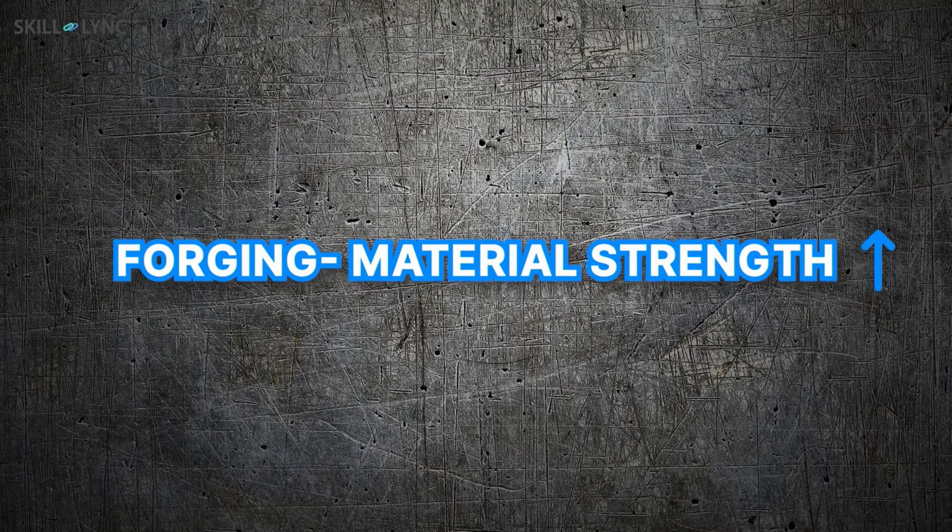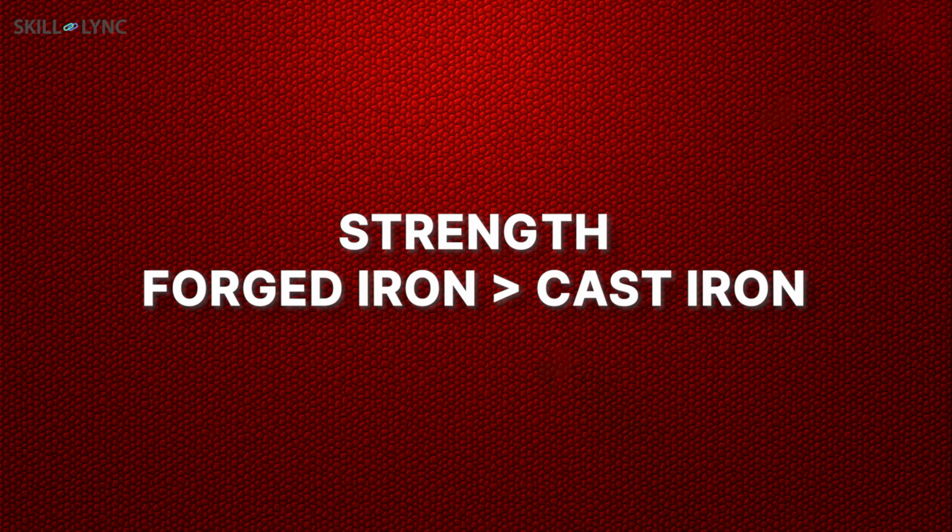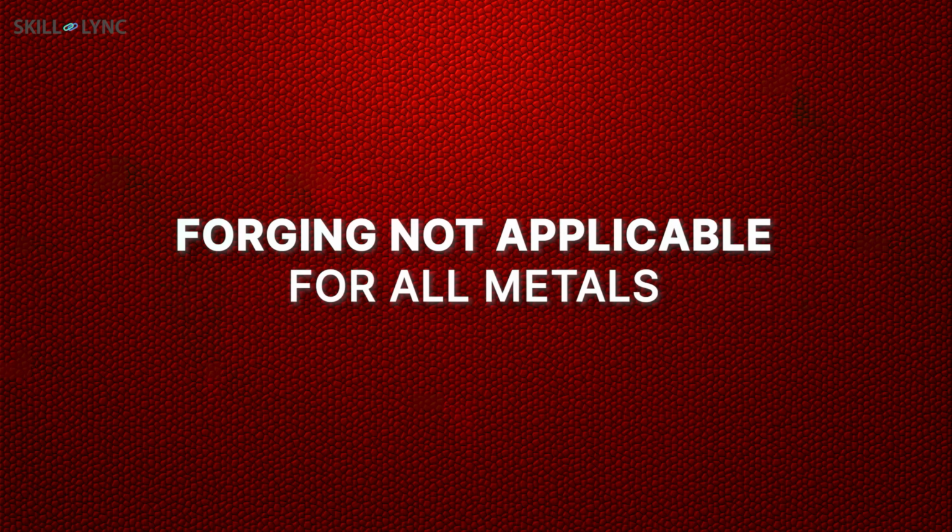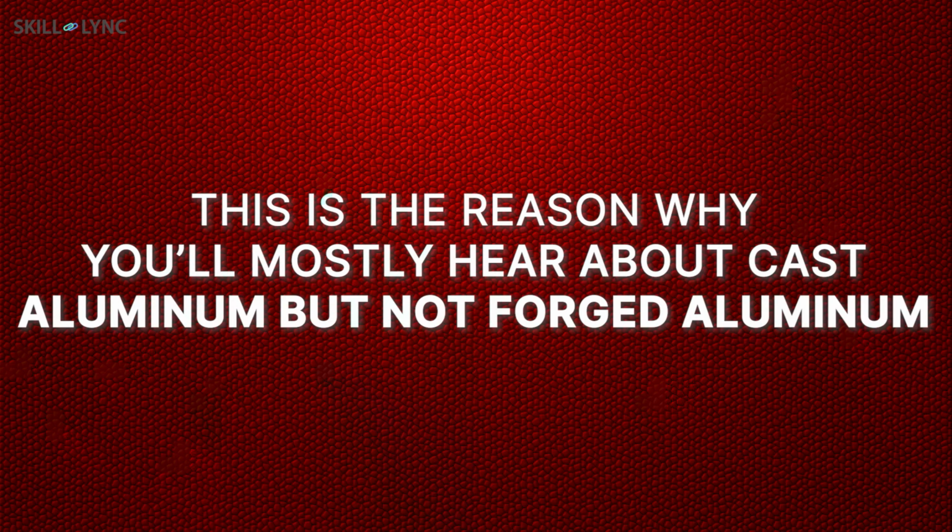Forging is done to increase the strength of a metal. This is especially true for iron, as forged iron is much stronger than cast or machined iron. The disadvantage of forging is that it is not applicable to all metals. This is the reason why you'll mostly hear about cast aluminium but not forged aluminium.